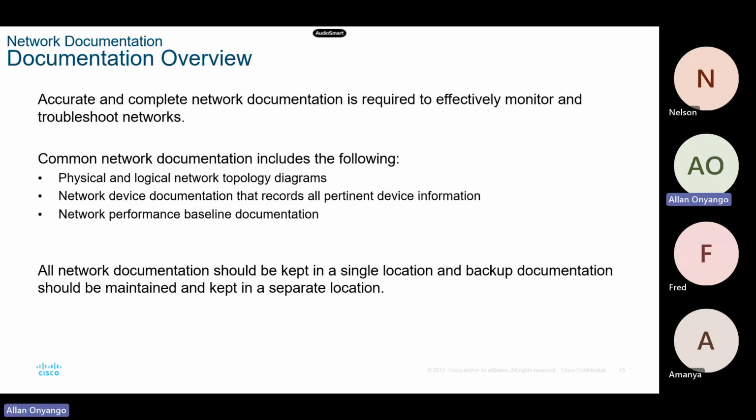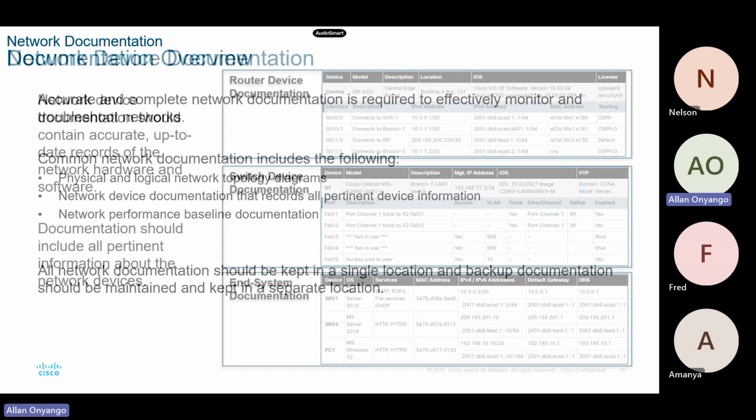Part of network documentation will always include the following. One, the physical and logical topologies. They need to have a record of all the device information. And then they also need to have a network baseline, okay? Every network documentation should always be kept in a single location and backed up in a separate location.